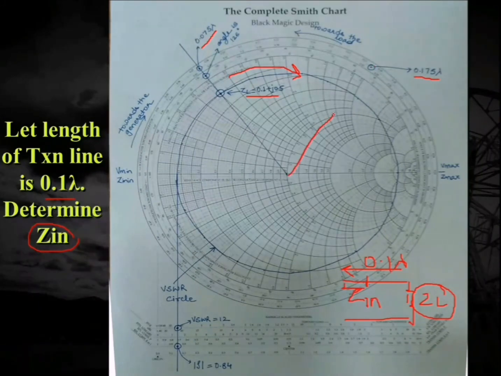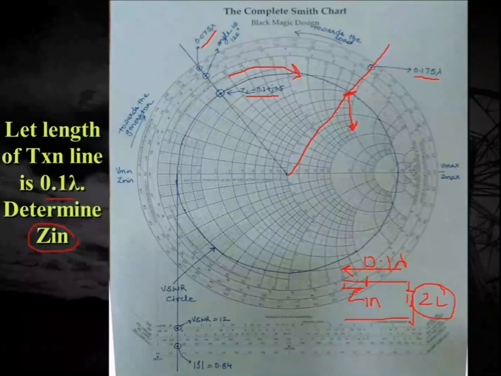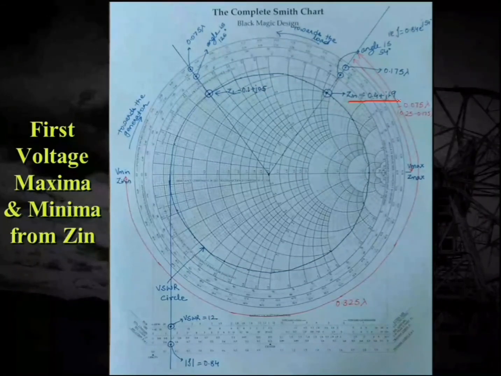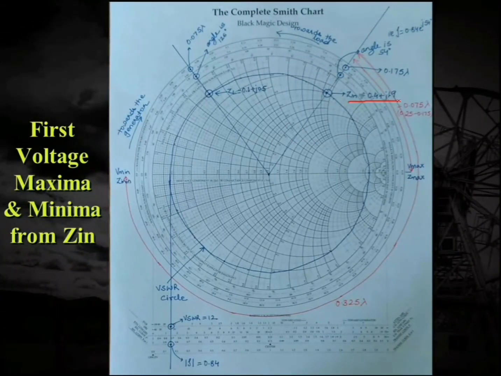And when I connect this point to this 0.175 lambda scale, I will cut the VSWR circle over here, and the value of the impedance there will give me the value of the input impedance. You can see the point where I'm cutting this VSWR circle can be read from the scales of the resistance and the reactance circles, and this is equal to 0.4 plus j1.9. It means I can obtain the value of the impedance at any point on the transmission line if the length is given to me. So this is how I can obtain any value of my impedance Zin, ZL, or at any point using the Smith chart.